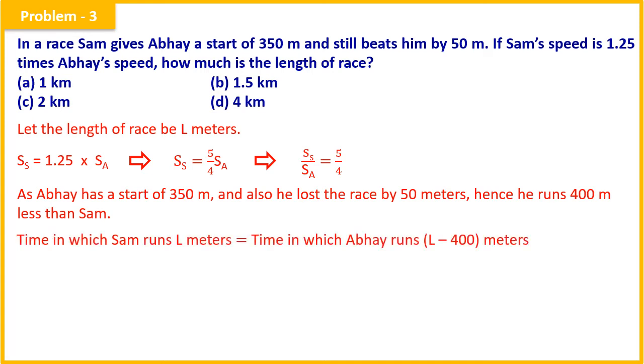So we can say that time in which Sam runs L meters, in the same time Abhay runs L minus 400 meters. What is time? Time is equal to distance divided by speed. So L by 5 and here L minus 400 by 4 I will do, and after solving this equation we are able to calculate the length of race, which comes out to be 2000 meters or 2 kilometers.